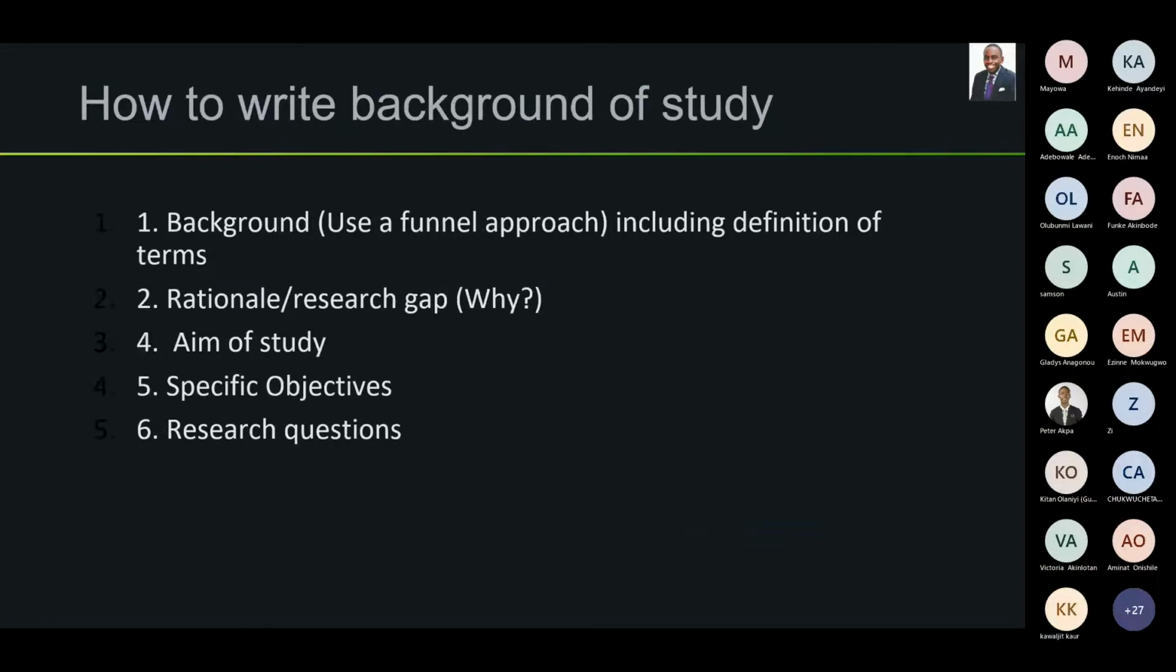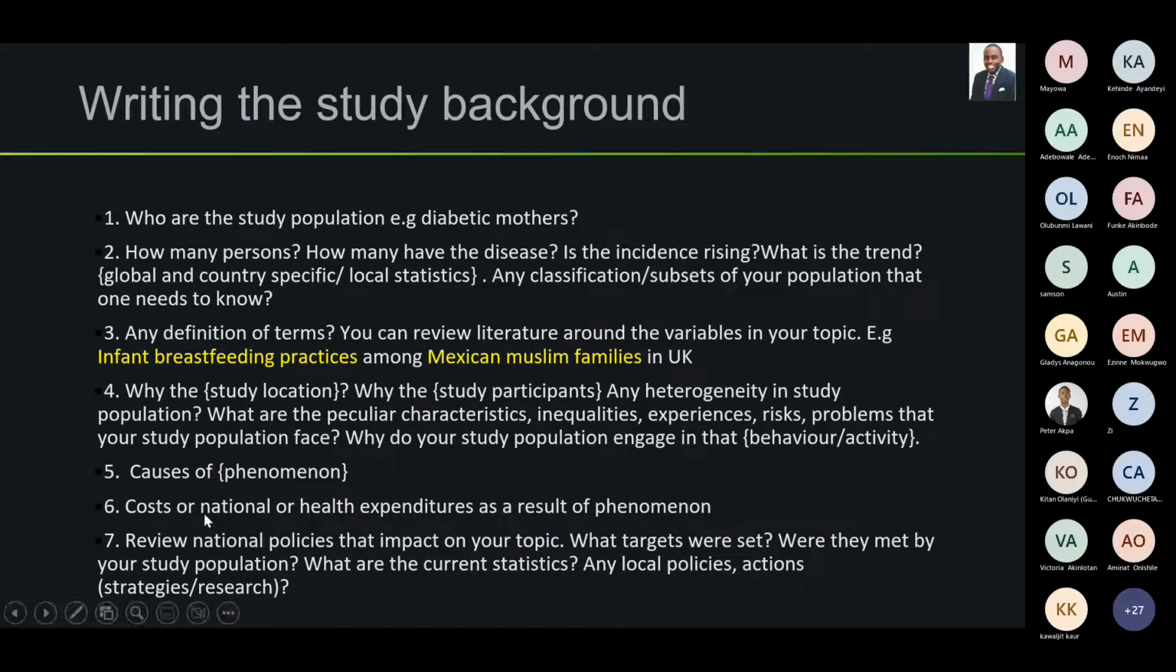Okay. So now look at the causes in your background. Why did you choose Bradford as your location? And why did you choose the participants? Why are they at most risk? You must read around those things. Let's talk about their inequality experiences, these factors, so this is not theory. Then maybe write about the causes of the phenomenon.